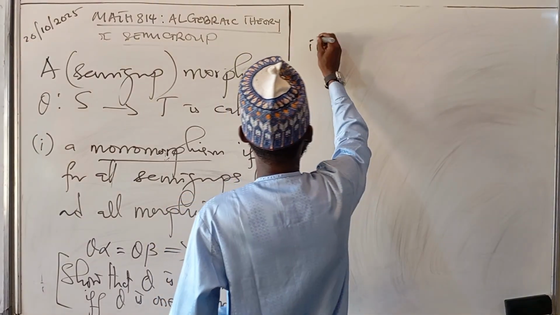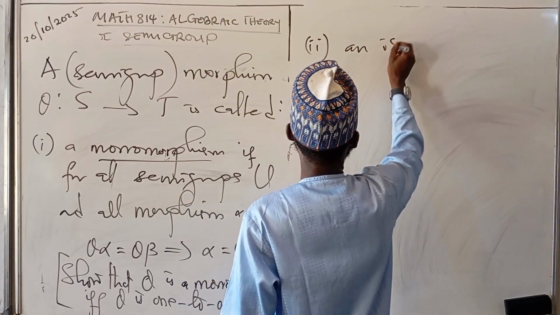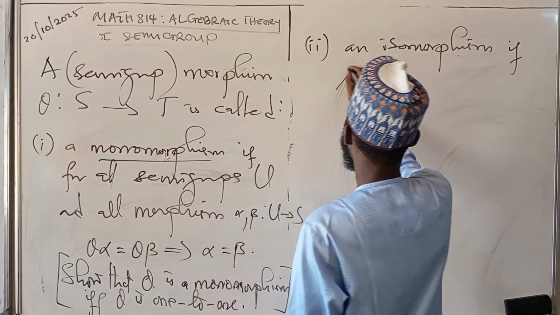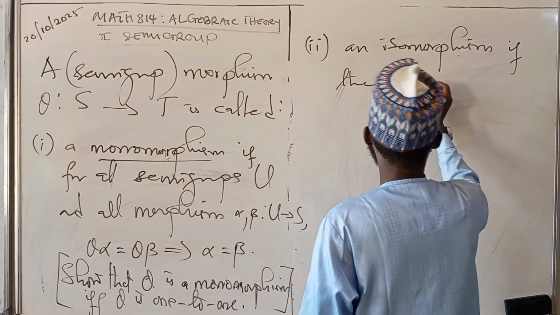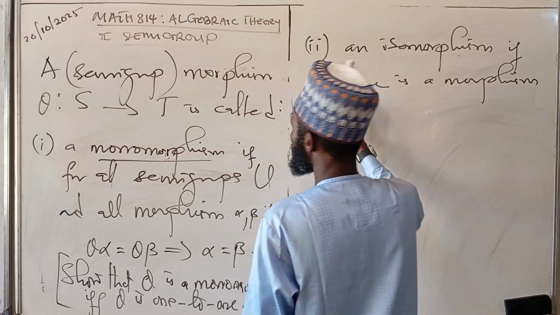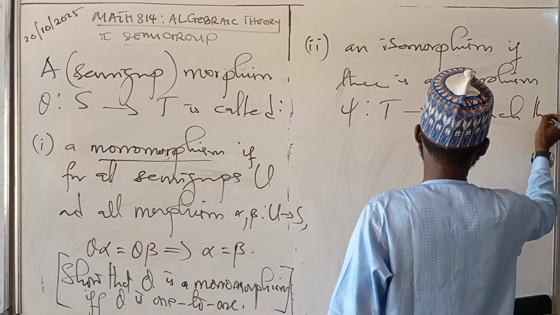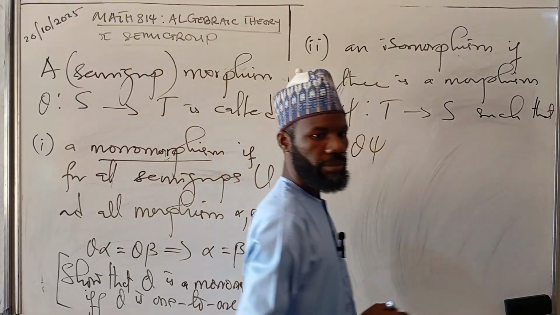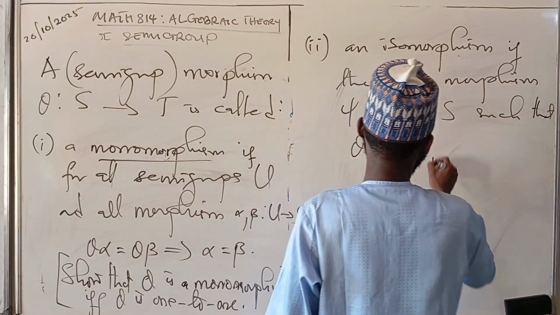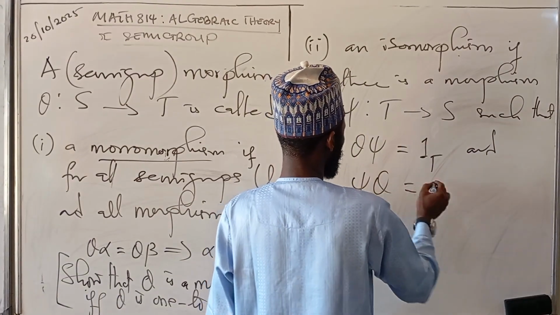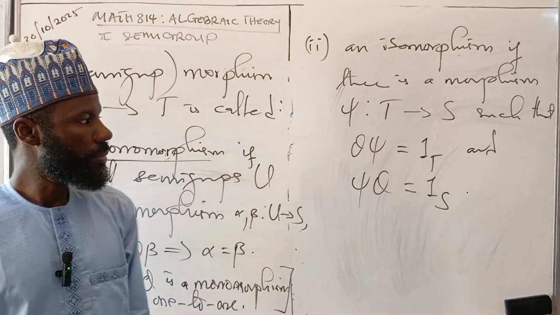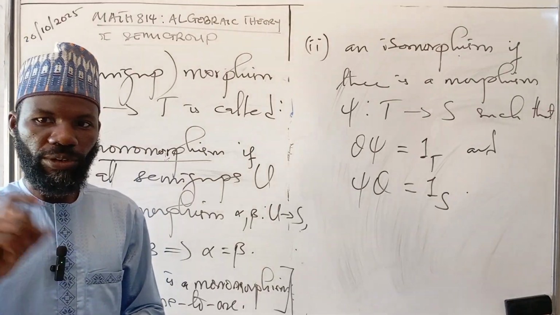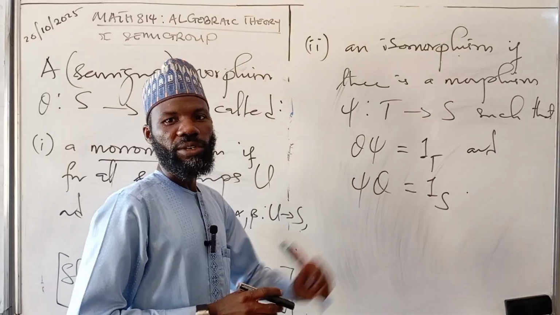So we call theta an isomorphism if there is another morphism phi from T to S such that theta after phi is the identity on T, and phi after theta is the identity on S. And then you can equally show that a morphism is an isomorphism if and only if it is a bijection, both one-to-one and onto. But this is a categorical way of defining it.